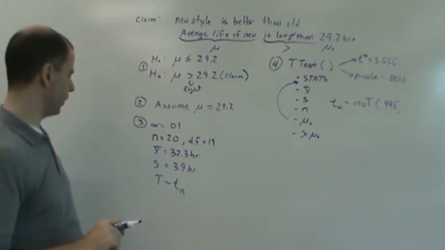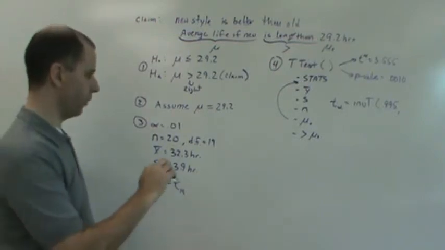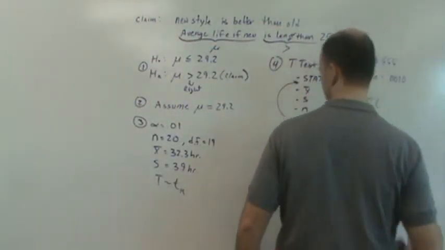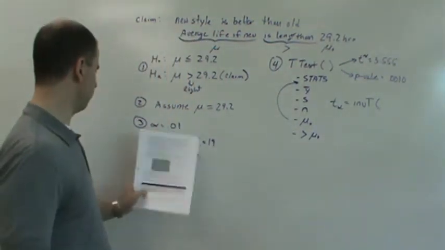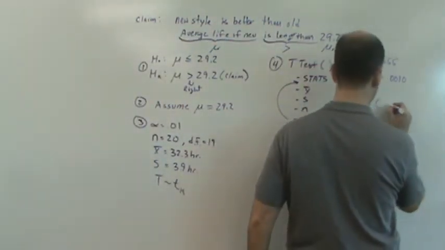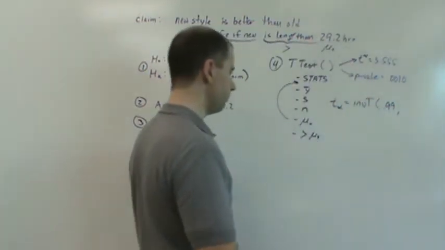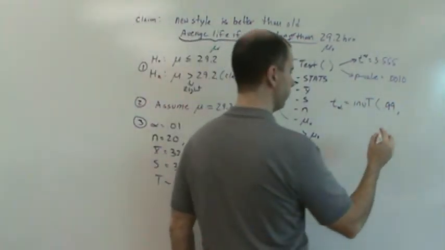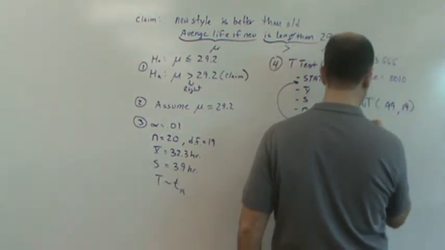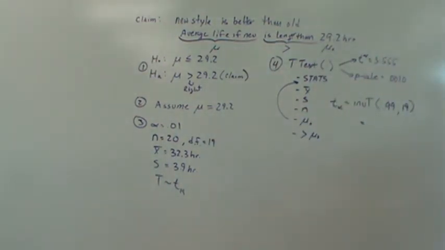Or no, it's not going to be 0.995. It's going to be 0.99. And then the degrees of freedom, in this case, is 19. And so what do we get for this case? We get 2.539.